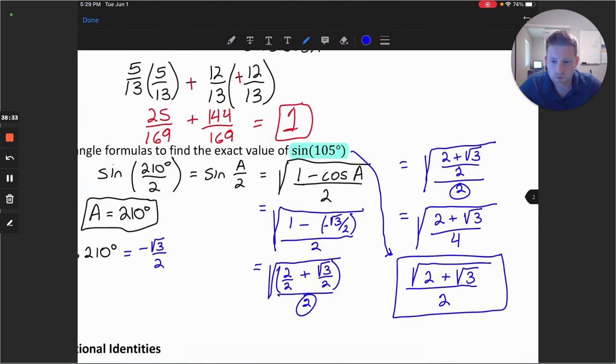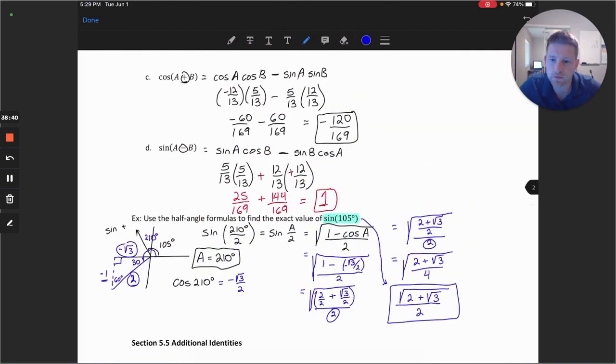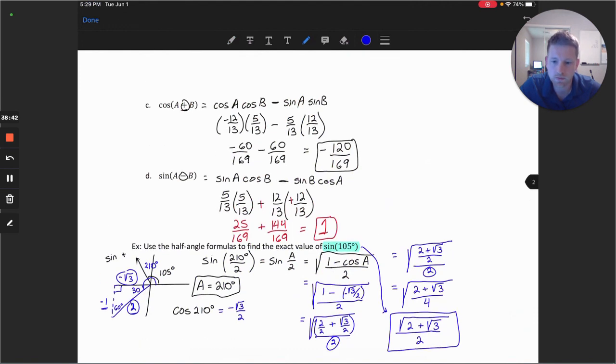All right, so I hope this is helpful with working with all these half angles, and then a little bit of review for the sum and difference angles and the double angles.